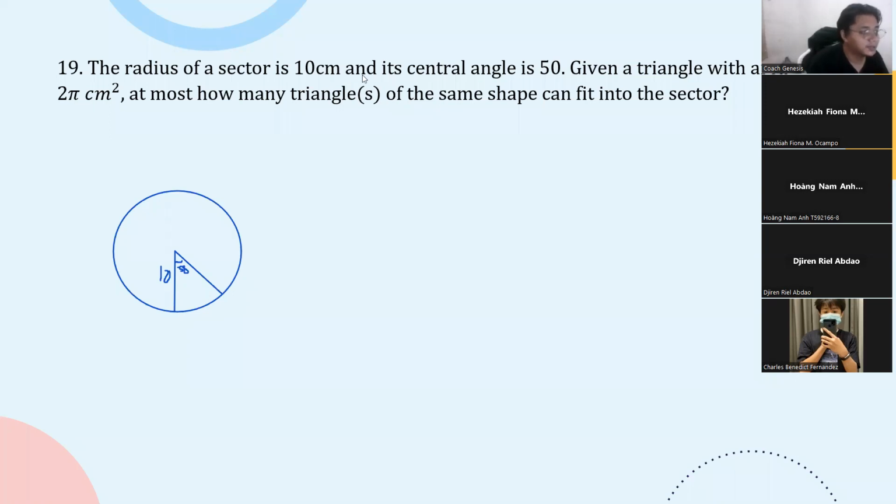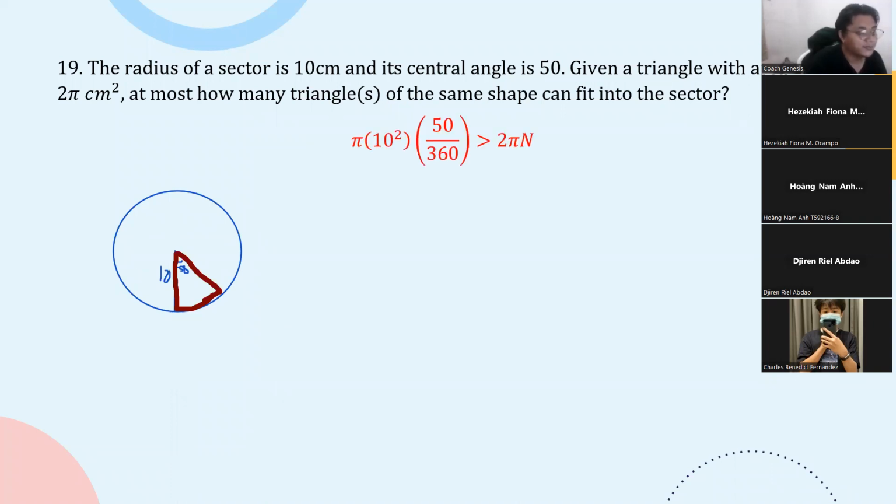So, as you can see, this is the sector. This one right here. I'll just shade it into something like this, like a pizza slice. So that is the sector. Now, given a triangle with area 2 pi square centimeters, at most how many triangles of the same shape can fit into the sector? So basically, you just divide, right?